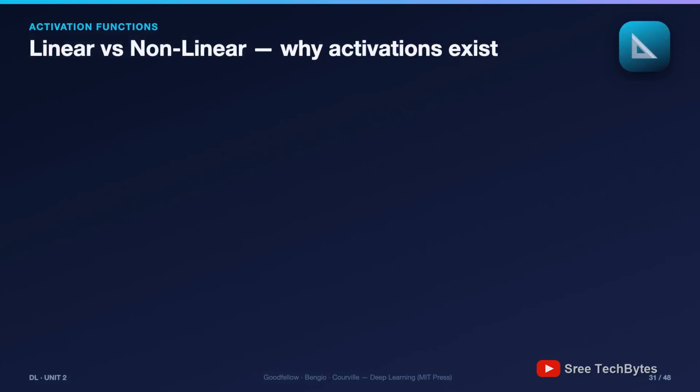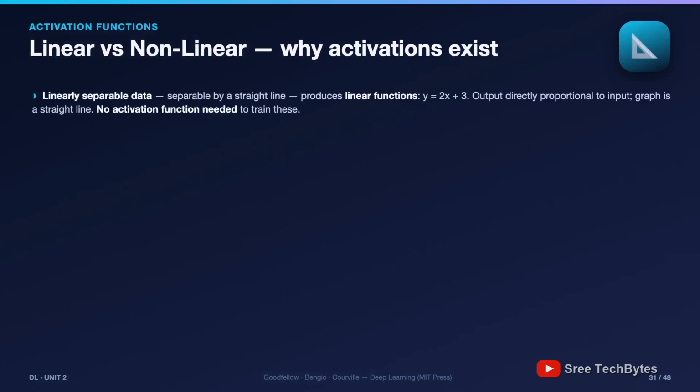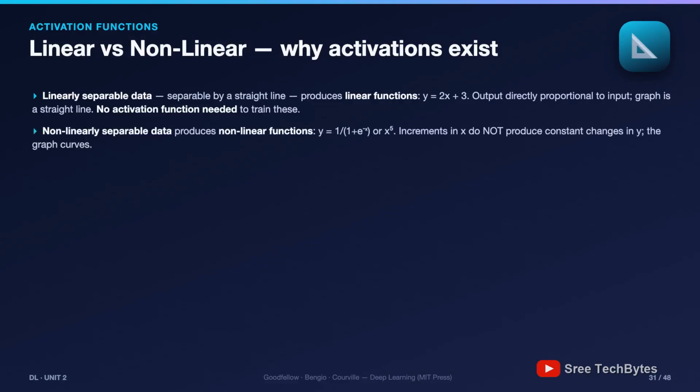Now the question that sounds optional, but is existential: why do we need activation functions at all? Some data is linearly separable. A straight line can split the classes. Linear functions handle it. Y equals 2X plus 3, output proportional to input, no activation needed. But most interesting data is not linearly separable. Curved boundaries, tangled patterns, non-linear functions, where equal steps in X produce unequal changes in Y.